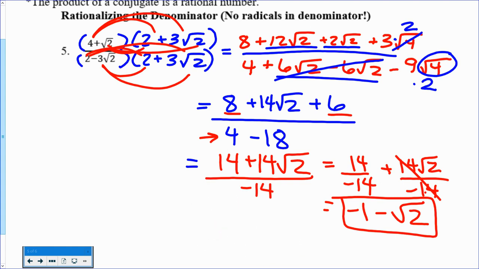Okay, so that'll be division. We use the conjugate when you have 2 terms in your denominator and you need to rationalize.